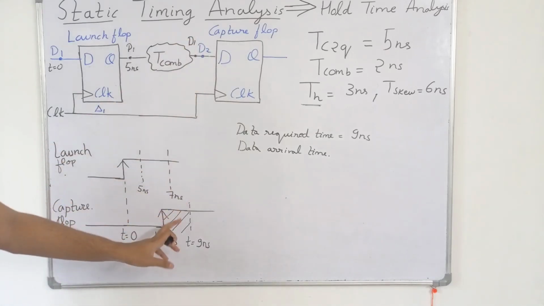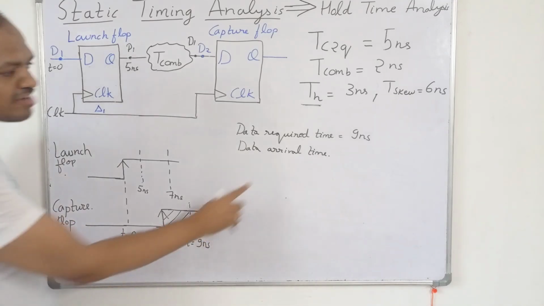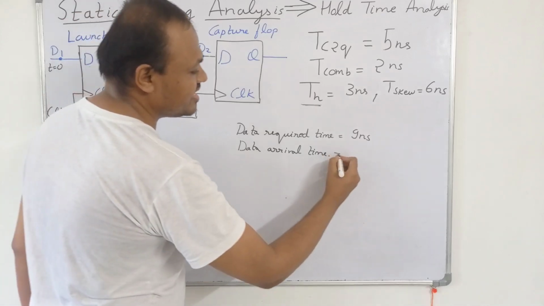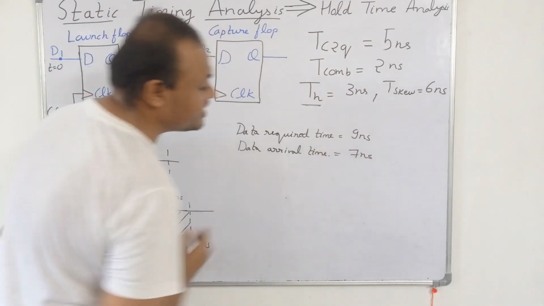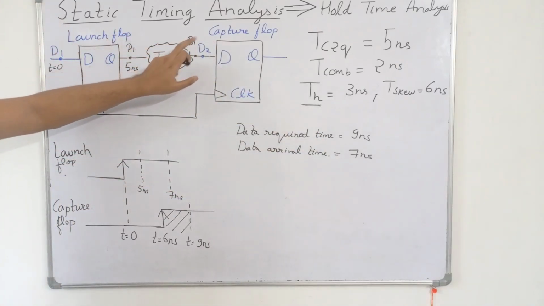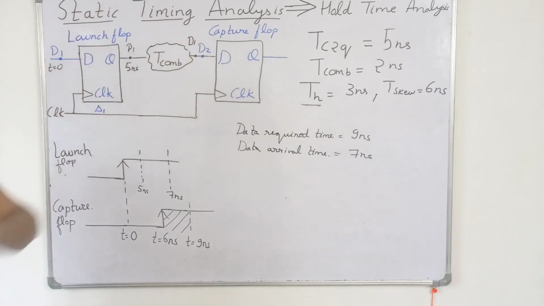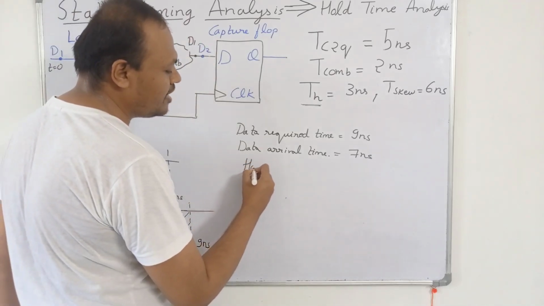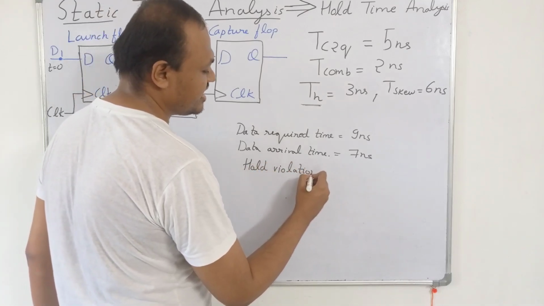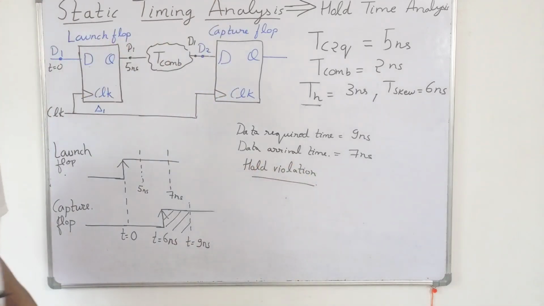We considered that the data required time was 9 nanoseconds, but here the data arrival time is equal to 7 nanoseconds. So there is a hold violation, because this new data D1 appears at the input of the capture flip flop while it is capturing data D2. There is a hold violation in this circuit. So how can we reduce the hold violation?